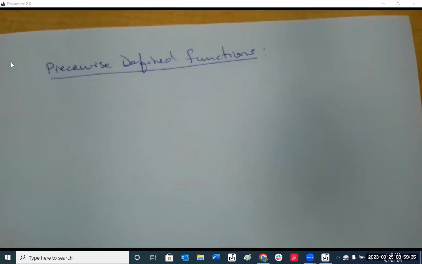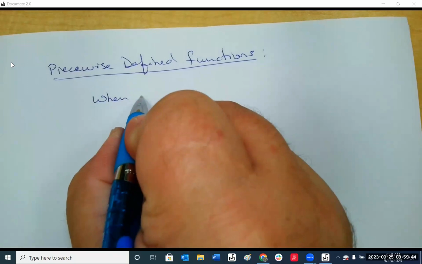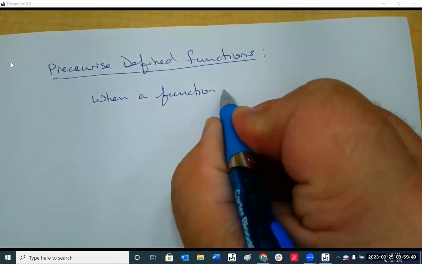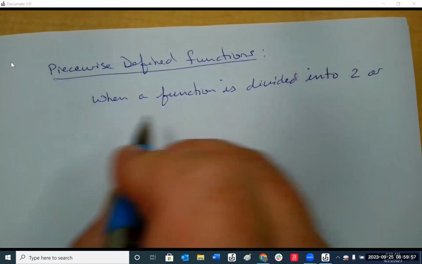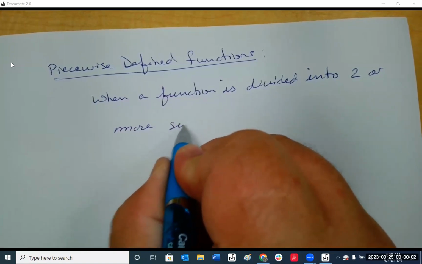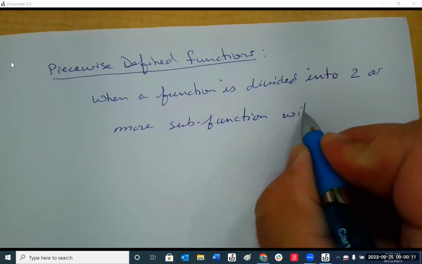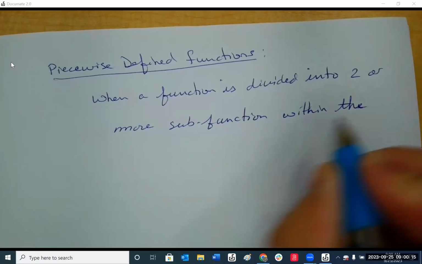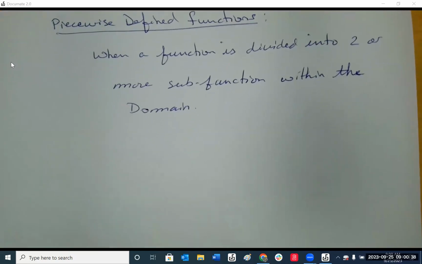Piecewise defined functions. A piecewise function is when a function is divided into two or more subfunctions within the domain. Like we did earlier, remember when we looked for increasing, decreasing, every point on the x-axis has to be accounted for. That's what this has to do. For example, this is what it looks like.